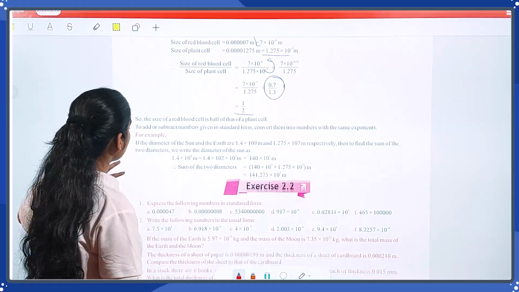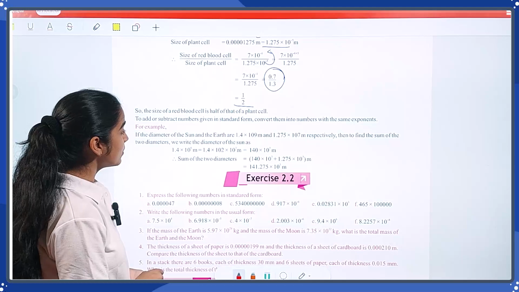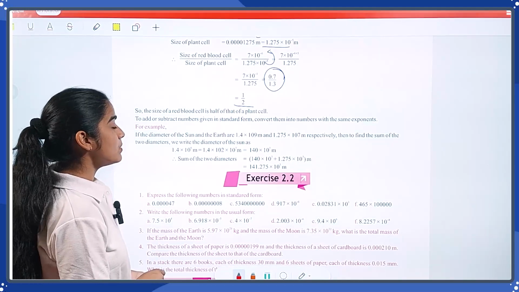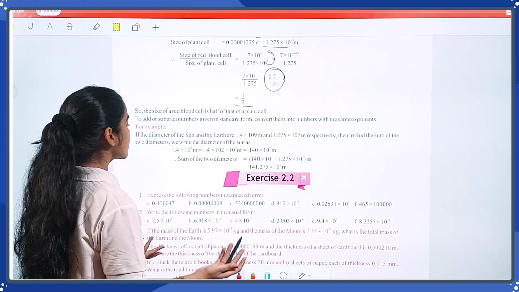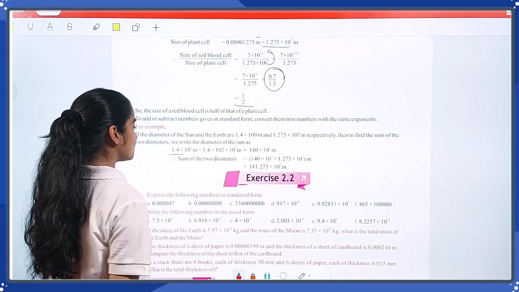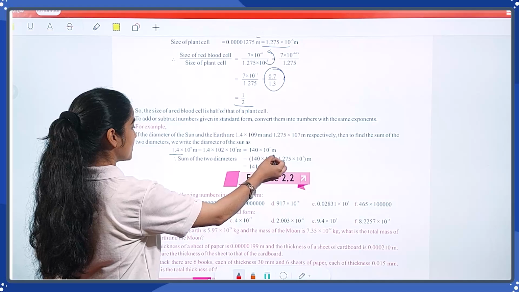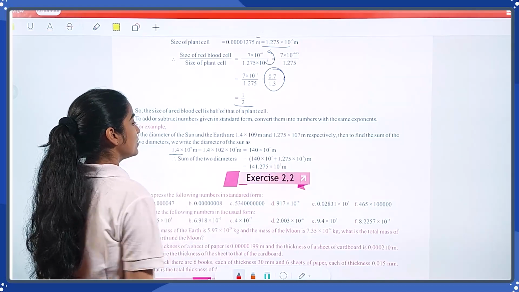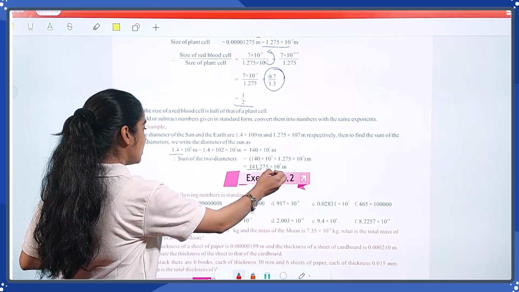For example, if the diameter of the sun and the earth are 1.4 multiplied by 10^9 meters and 1.275 multiplied by 10^7 meters respectively, then find the sum of the two diameters. So you can simply convert these values to the same exponent: 140 multiplied by 10 raised to the power 7 plus 1.275 multiplied by 10 raised to the power 7, and here is your end result.